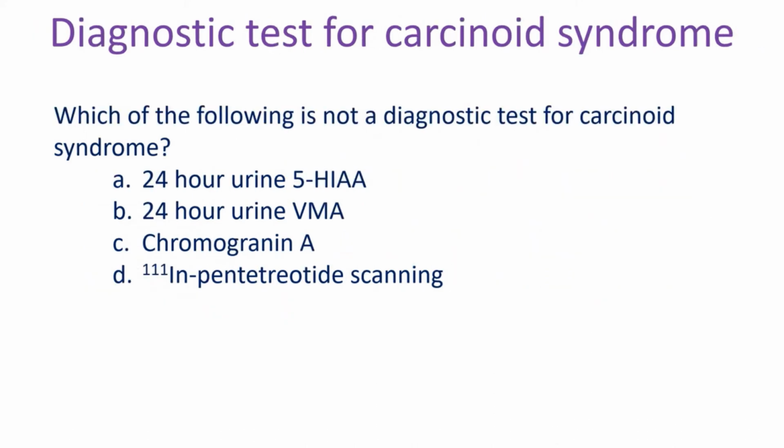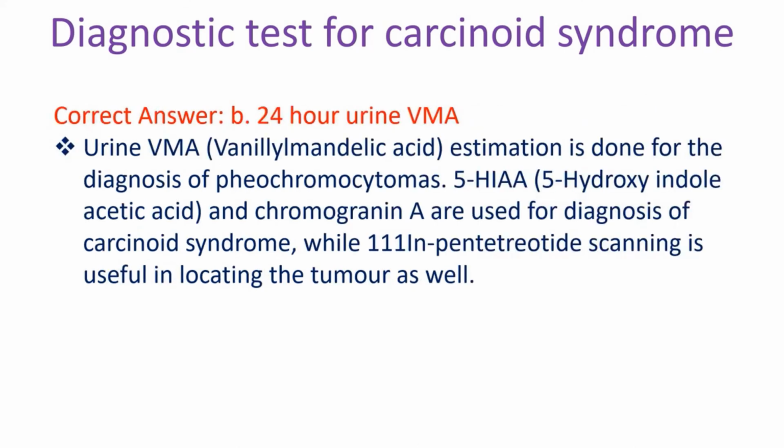Which of the following is not a diagnostic test for carcinoid syndrome? A. 24-hour urine 5-HIAA. B. 24-hour urine VMA. C. Chromogranin A. D. Indium 111 pentetreotide scanning. Correct answer B. 24-hour urine VMA.